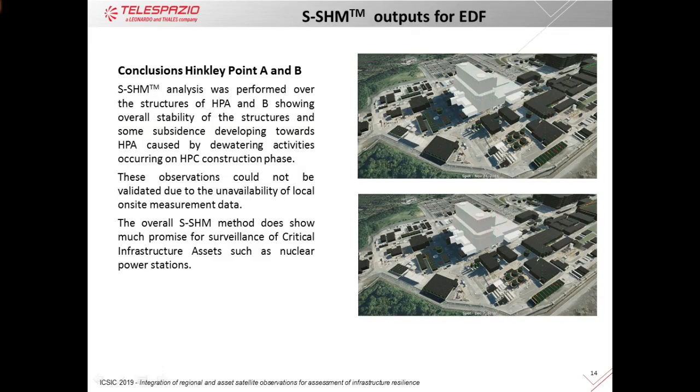The conclusions with Hinkley Point A and B is that SSHM analysis was performed over the structures of A and B. Interesting as well because this site is covering the whole life cycle of a nuclear power station. We have A, decommissioning, B, which is stopping operations, and C, being built. The observations could not be validated because there was not, believe it or not, available local on-site measurement data. And what we could see is that part of the dewatering happening because of the construction of Hinkley Point C was starting to affect Hinkley Point B, which is just next door.